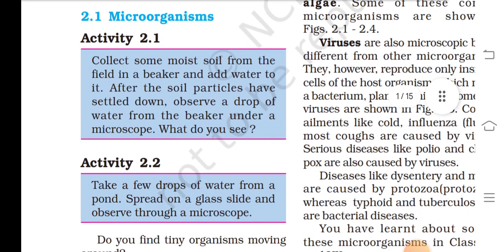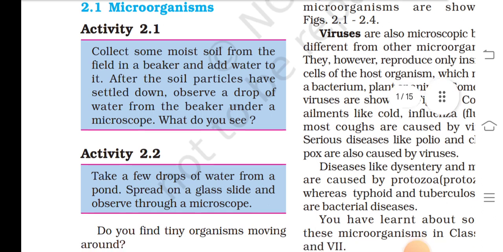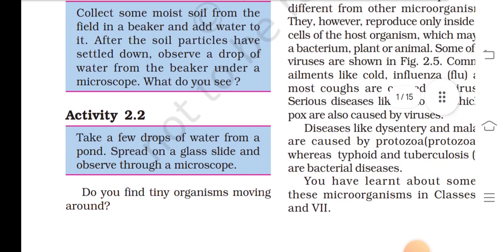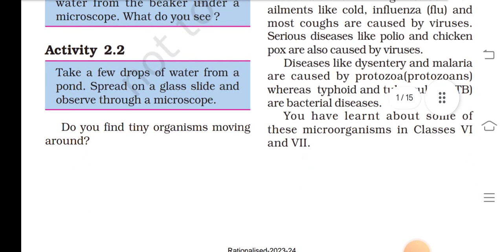Microorganisms. Collect some moist soil from the field in a beaker and add water to it. After the soil particles have settled down, observe a drop of water from the beaker under a microscope. What do you see? Take a few drops of water from a pond, spread them on a glass slide and observe through a microscope. Do you find tiny organisms moving around?